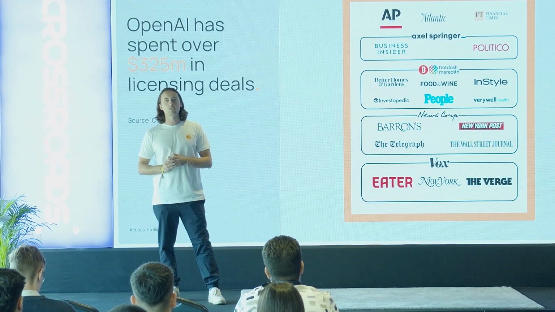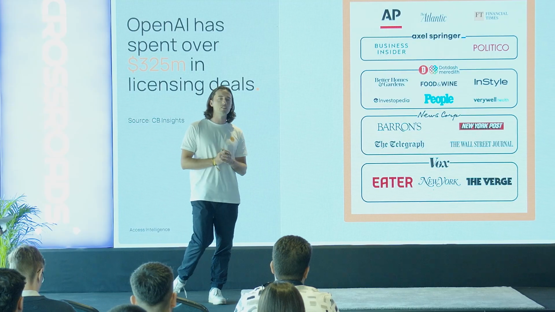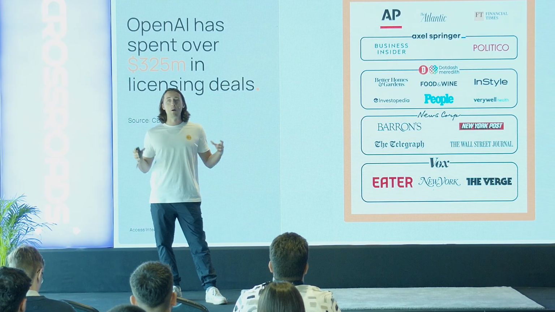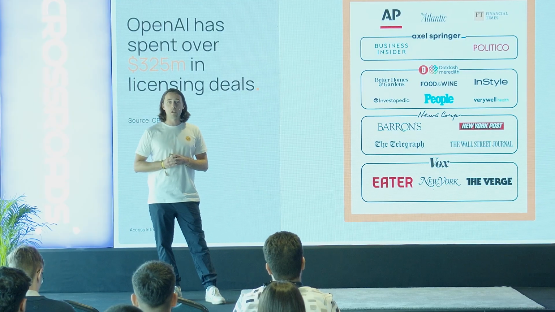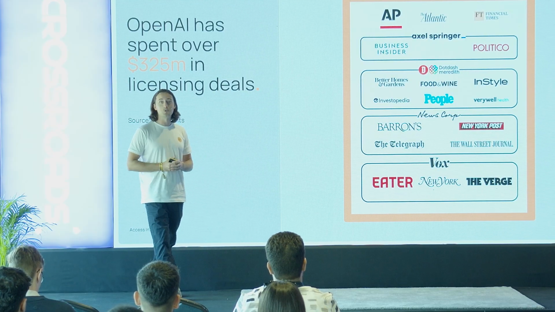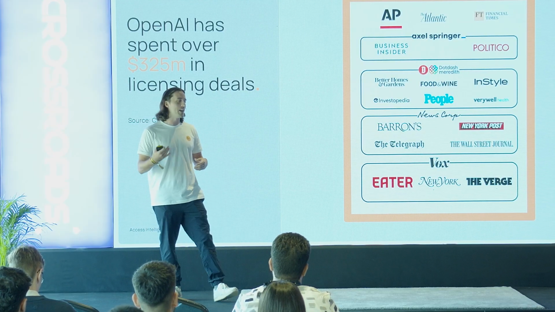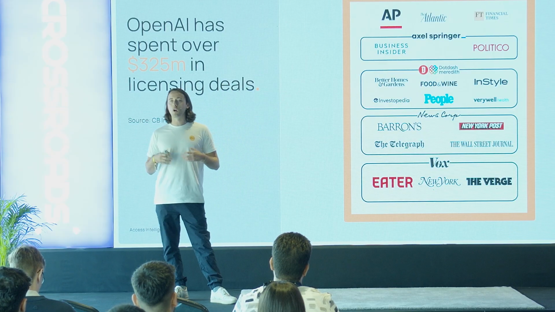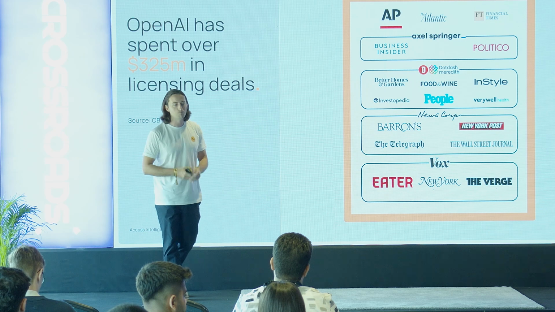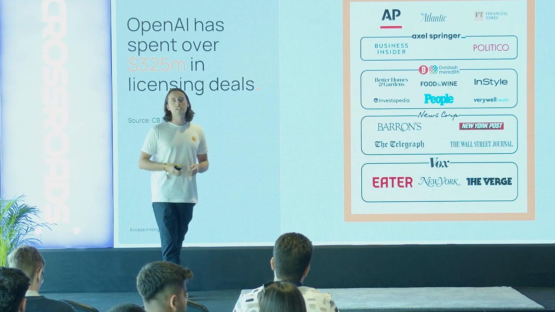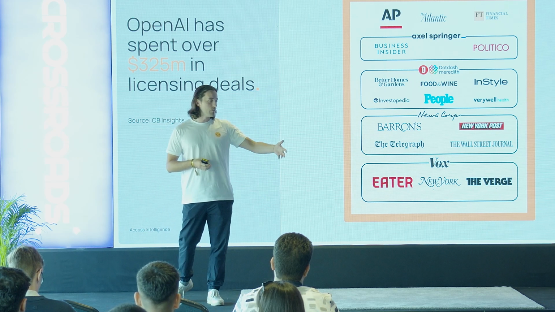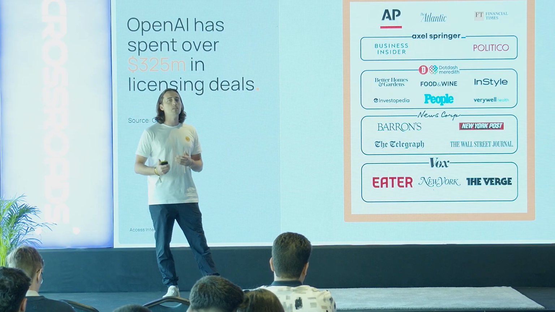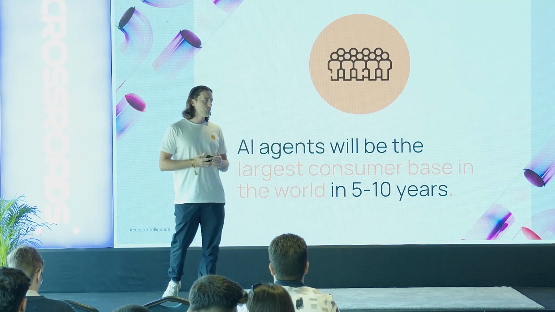But we know that data is incredibly important. So OpenAI spent over $325 million on licensing deals for context for training their models. This was a massive windfall for media companies that were otherwise struggling to survive in the new digital age. But we need to help companies that have more long-tail niche data sets that are actionable. So how can we enable companies that don't have the distribution of Axel Springer, but actually have niche data sets that can be used by agents?